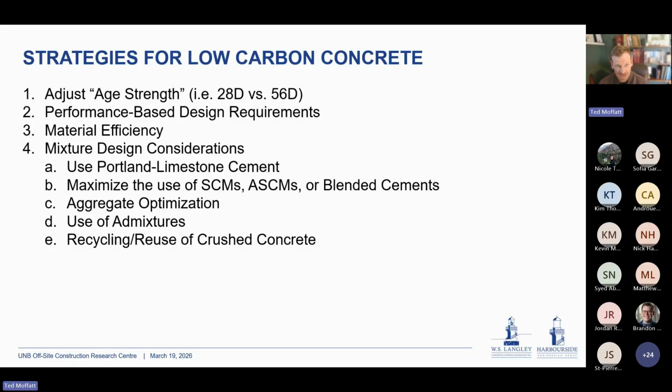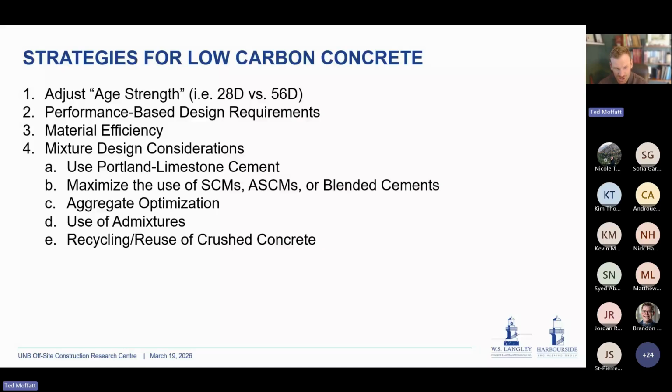An easy one is adjusting the age strength of a mix. So if you're a contractor, or if you're in the audience and you've read a concrete specification, you'll likely see a line item in the concrete spec that states concrete on a job, exposure class C1 for a bridge column, must achieve 35 MPa in 28 days.